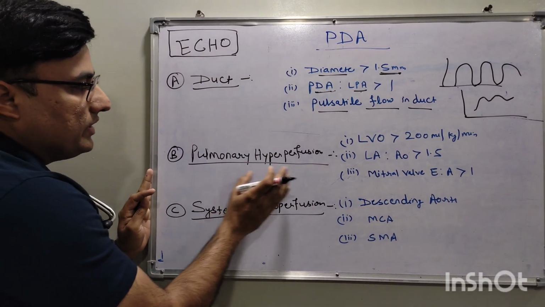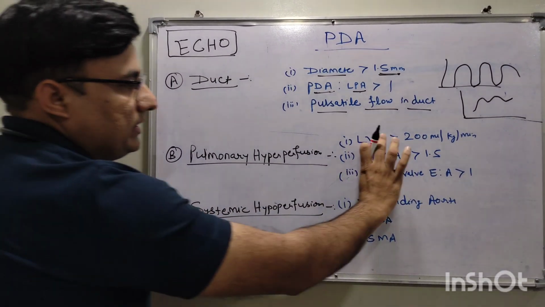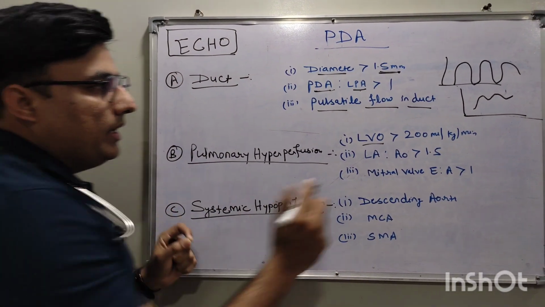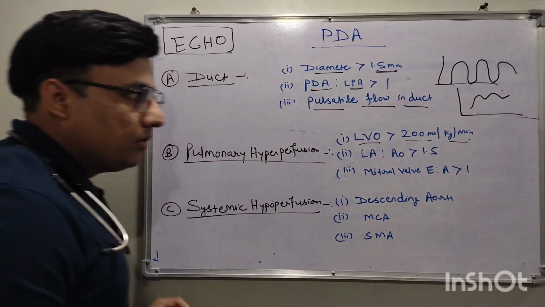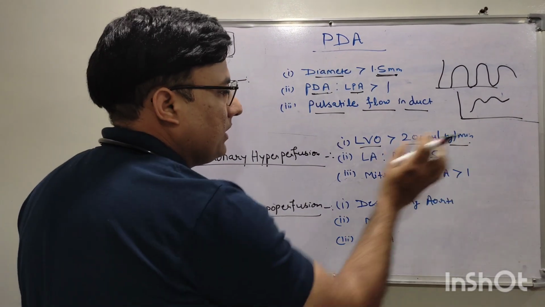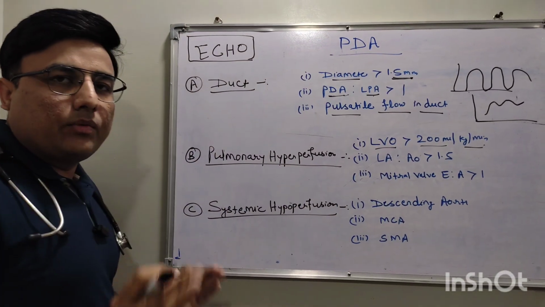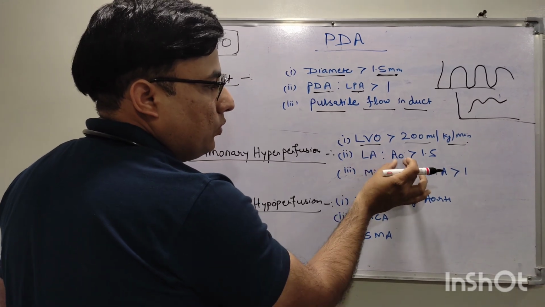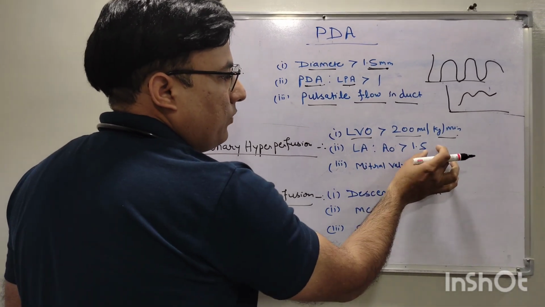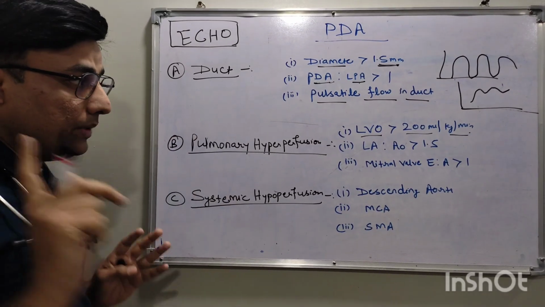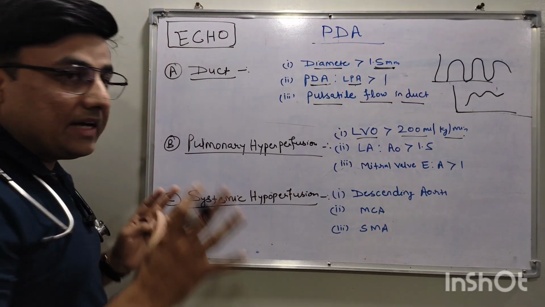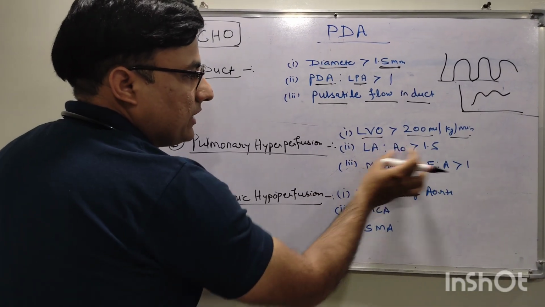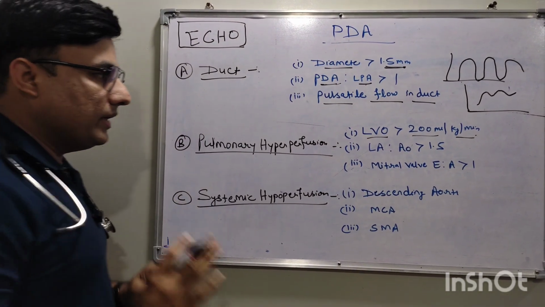Next, second, features of pulmonary hyperperfusion. In this also we'll see three features. First is left ventricular output: more than 200 ml per kg per minute, 200 to 300 ml per kg per minute, is seen in hemodynamically significant PDA. Second, the LA:AO ratio, left atrium to aortic root ratio, of more than 1.5 is hemodynamically significant PDA. It means the left atrium is dilated because of the PDA, and this ratio being more than 1.5 is hemodynamically significant.